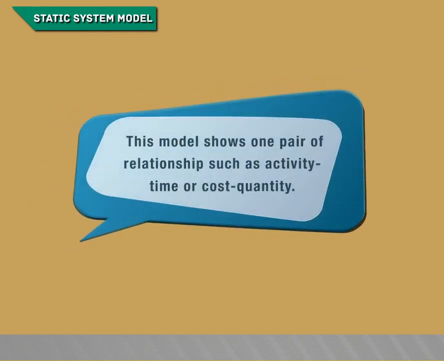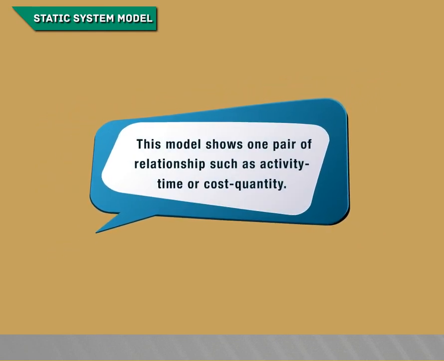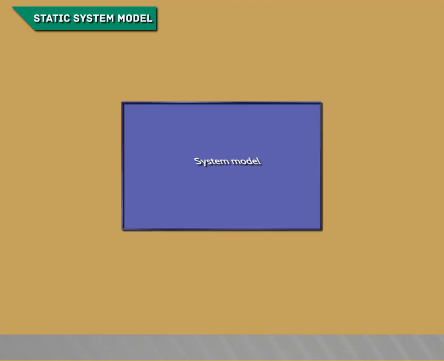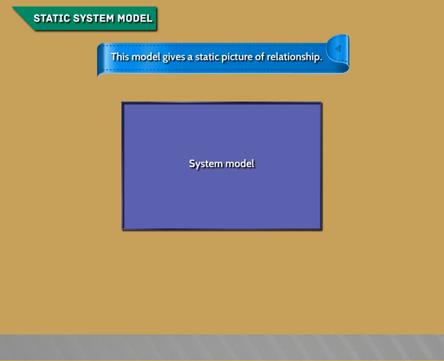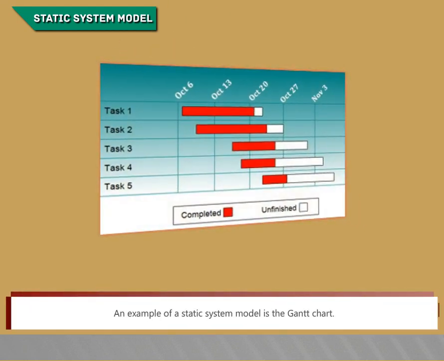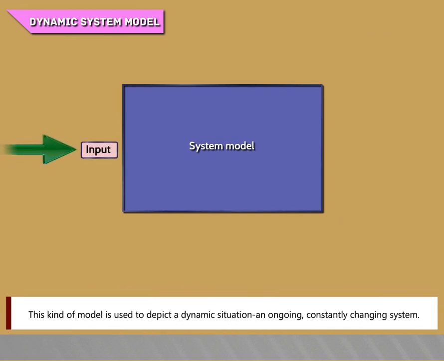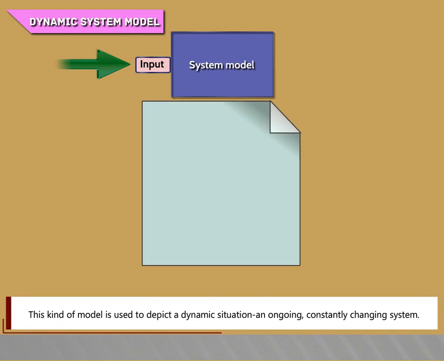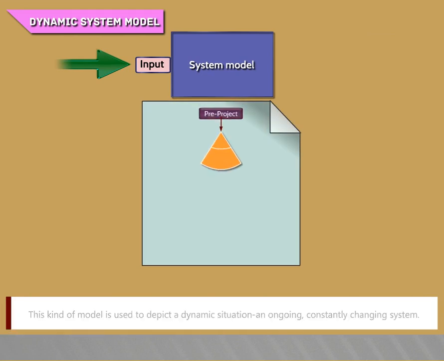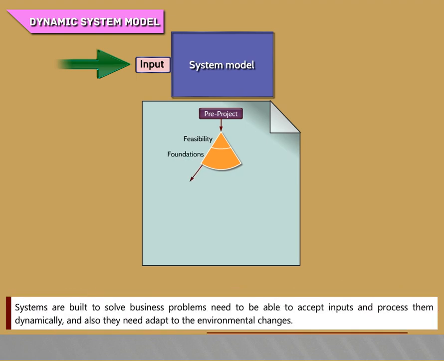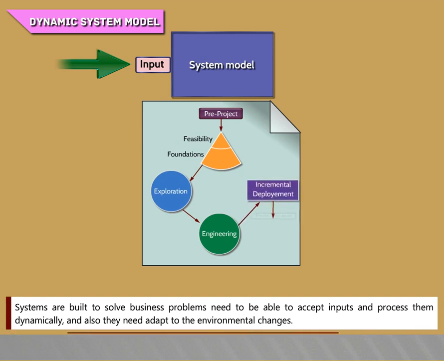Static system model. This model shows one pair of relationships such as activity time or cost quantity. This model gives a static picture of relationship. An example of a static system model is the Gantt chart. Dynamic system model. This kind of model is used to depict a dynamic situation, an ongoing, constantly changing system. Systems are built to solve business problems, need to be able to accept inputs and process them dynamically, and also need to adapt to the environmental changes.